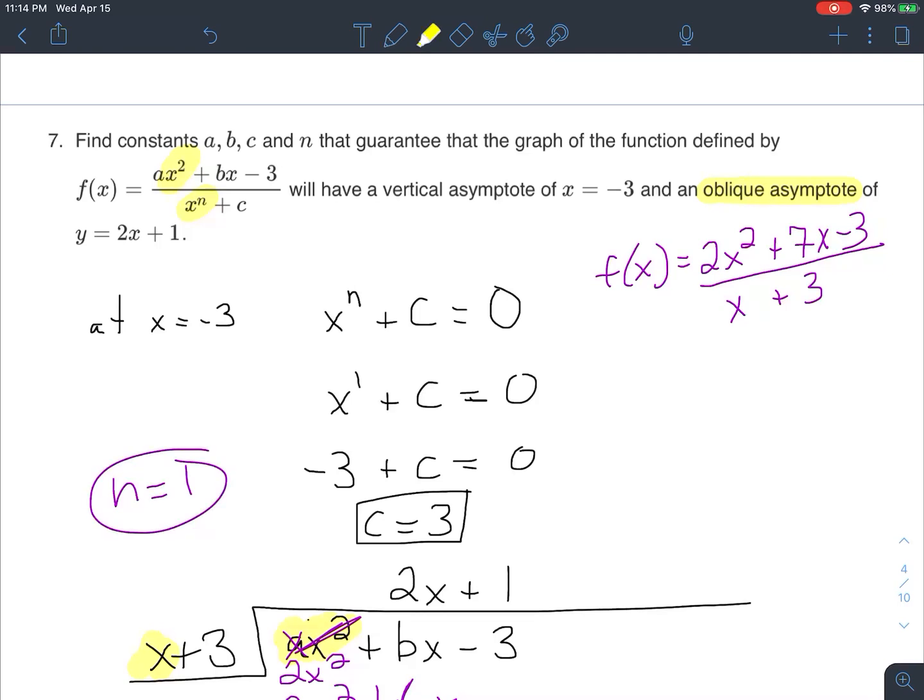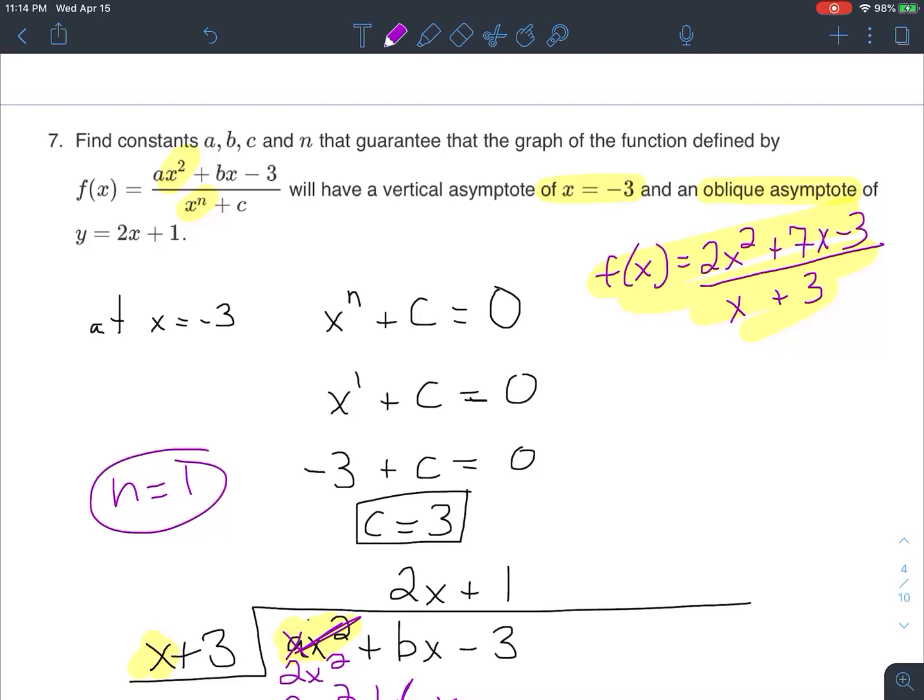We could always test this out. That shouldn't be a problem. We have a vertical asymptote at x is -3. Oh yeah, that works. We also have an oblique asymptote at 2x plus 1. Well, here's our division.